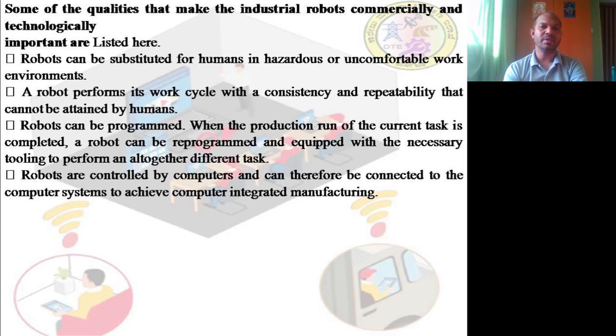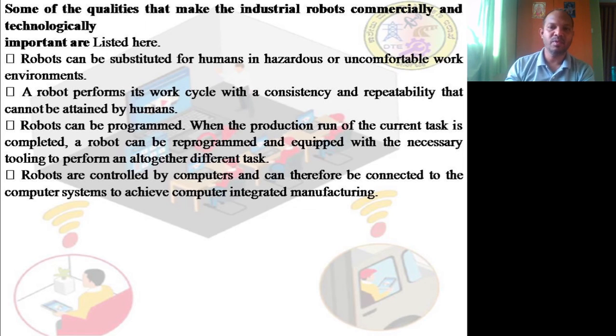Robots can be substituted for humans in hazardous and uncomfortable work environments. So, for example, in nuclear reactors, where nuclear radiation will certainly affect humankind, in such kinds of environments. The uncomfortable environment may be very high temperature, very cold temperature, or maybe places where oxygen is absent. Such are the uncomfortable work environments, or if the work is monotonous.